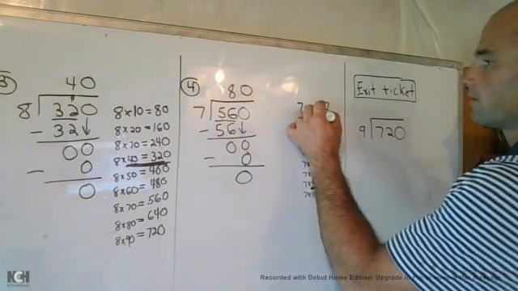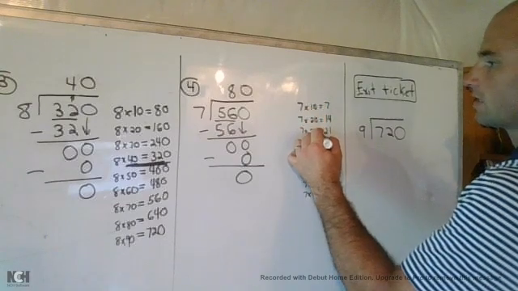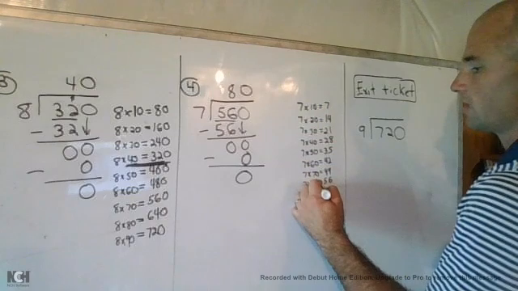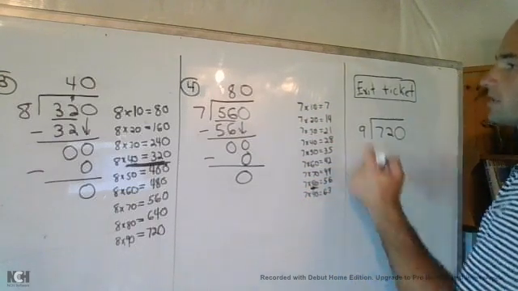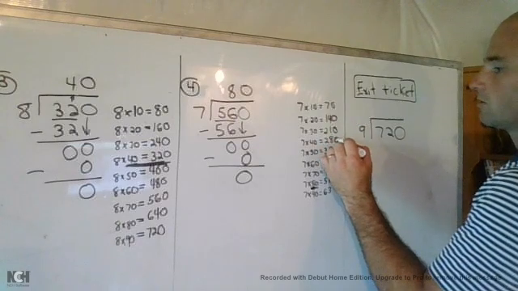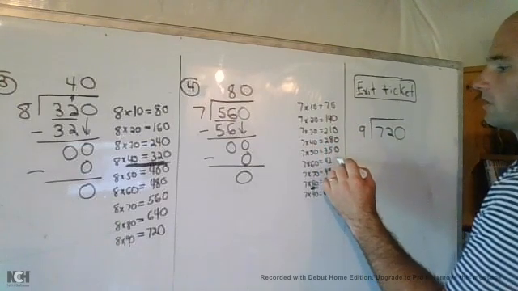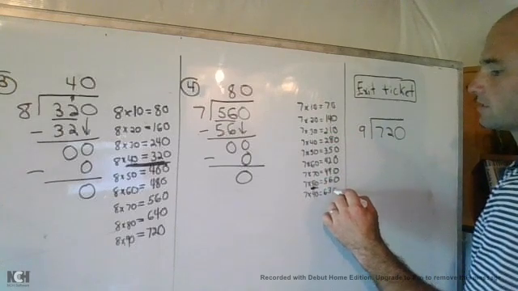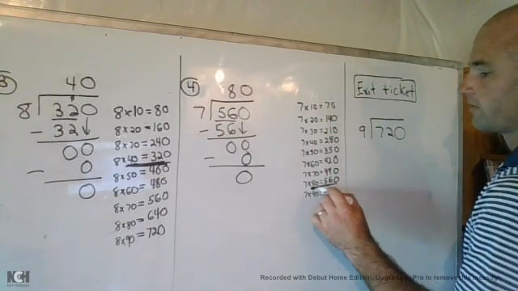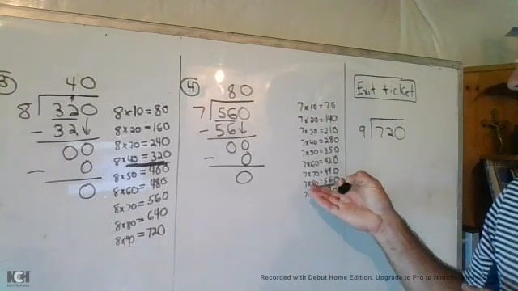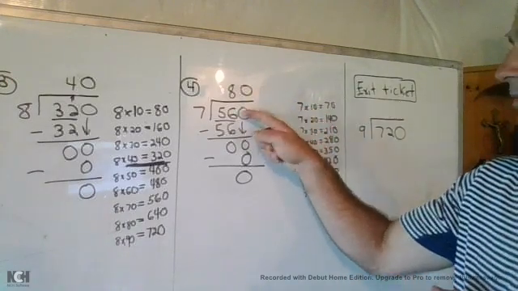Or you did this by multiplying by tens: 10, 20, 30, 40, 50, 60, 70, 80, 90. 70, 140, 210, 280, 350, 420, 490, 560, 630. And we only need to know up to 560. We realize just by looking at it that 7 times 80 will give me that 560.